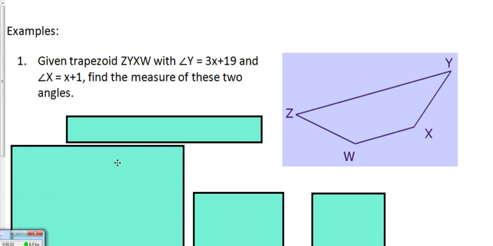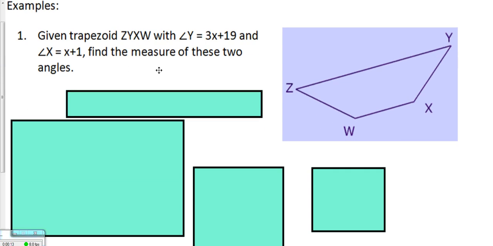All right, after our last video, we found out a lot of information, a lot of definitions of our shapes, of our figures. So now we can use that information to say things about those figures. So for example 1, if we are given trapezoid ZYXW, so this figure right here, and they told us that angle Y, so this angle right here, was equal to 3x plus 19, and angle X equals x plus 1. That would be this angle right here.